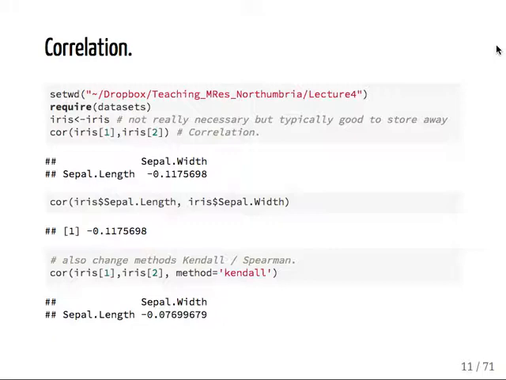Luckily. You can also change the method. If you have ordinal measures, by default it's a Pearson correlation, which is the interval one. If you need a Spearman or a Kendall, you can change by saying method is Kendall or method is Spearman. So that's if you need ordinal things.